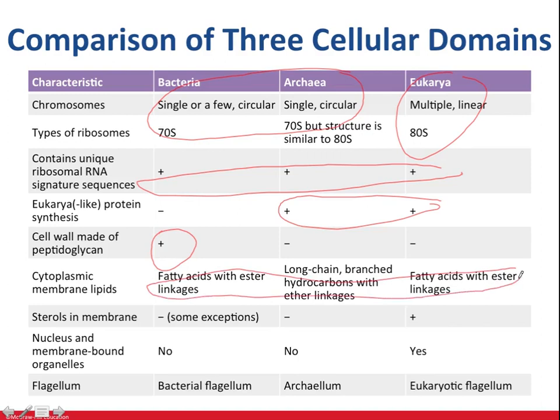Bilayer phospholipids. So the archaea has the hydrocarbon with ester link. Okay, they all have ester link. Steroid membrane. So the nucleus is specific for the eukaryote. This is the major feature to classify the eukaryotic cell and prokaryotic cells. Flagellum: eukaryotic cells do have flagellum.